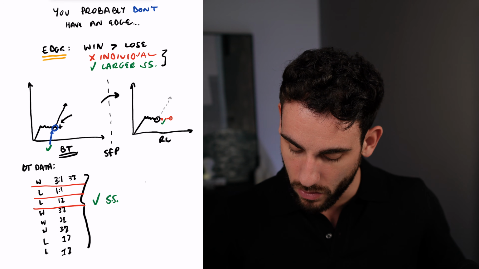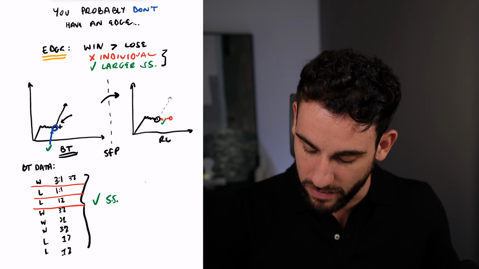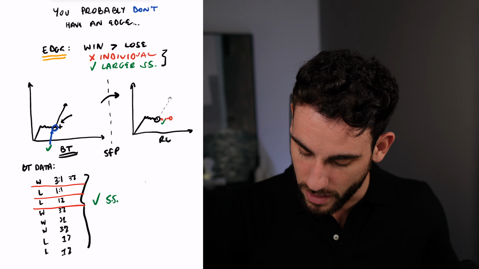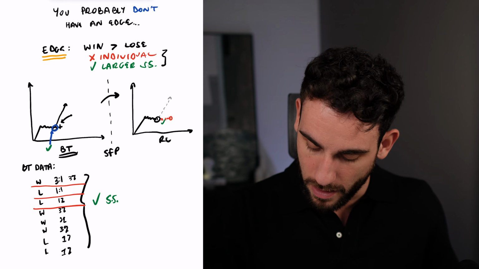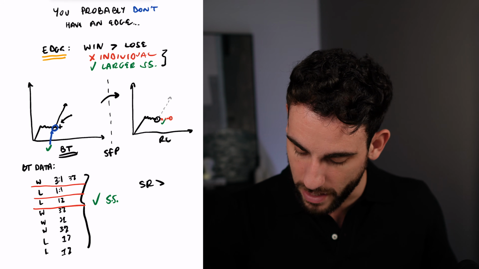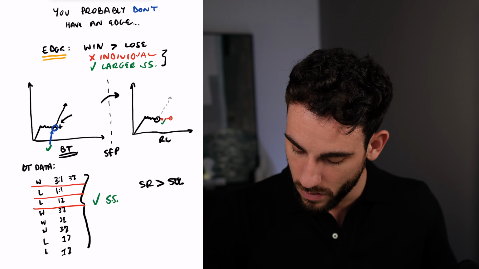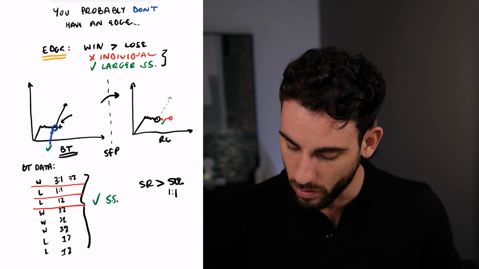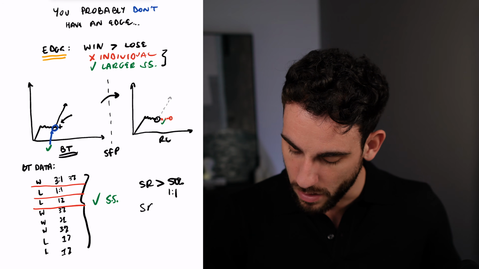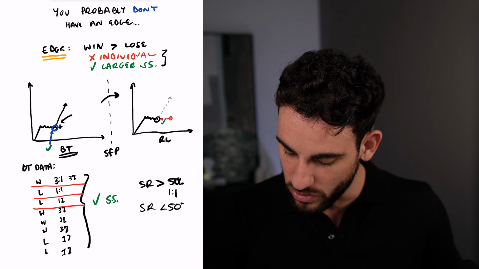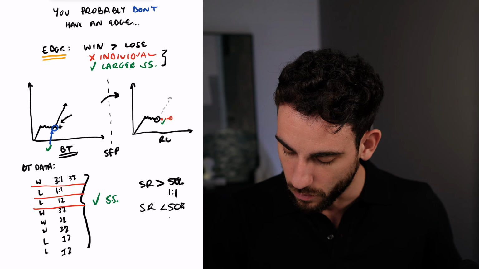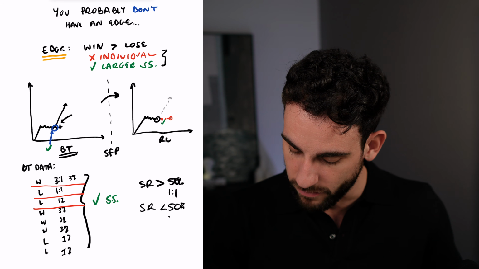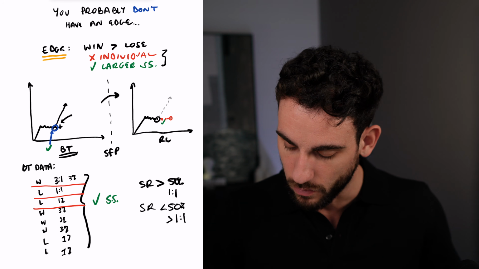Okay? Now, the way you do that is by either having a positive strike rate, a strike rate that exceeds 50%, with a 1-to-1 risk to reward. That will make you profitable. Or you can have a strike rate that is below 50%, but then you need to start to increase your risk to reward. Okay? And you need to have a greater than 1-to-1 risk to reward.